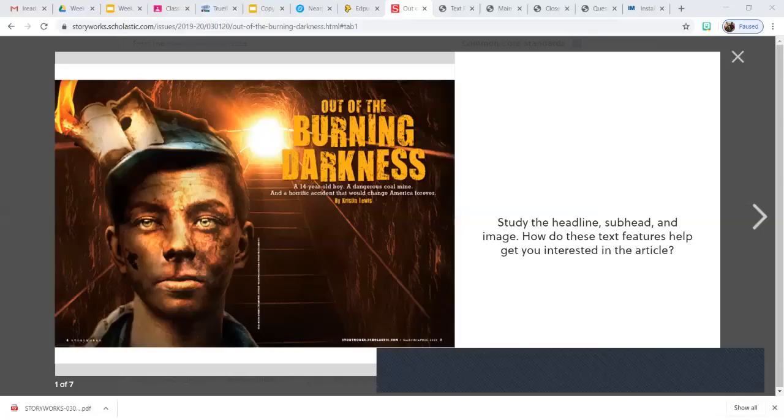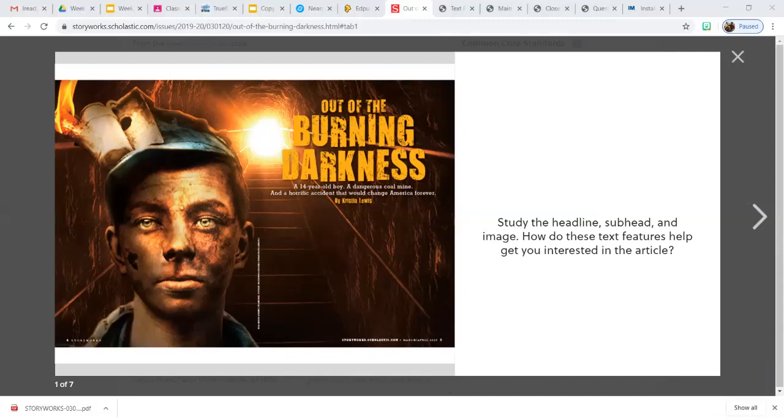This article has lots of different text features that we're going to be outlining with this slideshow. So as I read through the slideshow, just take notice of the different text features that are mentioned and jot down some ideas or your thoughts about what the different text features help you to understand about the article.